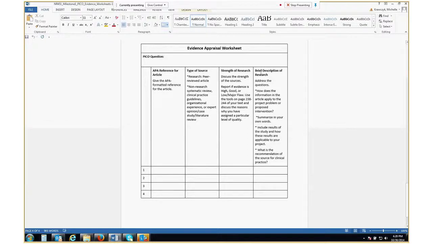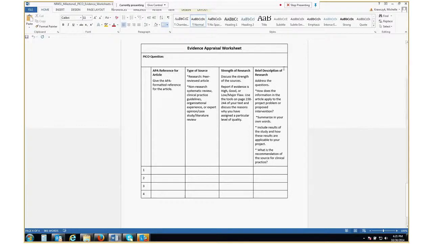Now here is the strength of your research. You can write high, good, or low. You need to make sure that you describe why you gave it that particular level of quality. So if you just write, oh, it was good, that's not going to be adequate. You need to go into detail. Again, here are the pages that you need to review in Dearholt and Dang's book, Johns Hopkins Nursing Evidence-Based Practice Model and Guidelines. It will give you clear instructions on how you go about leveling your research.